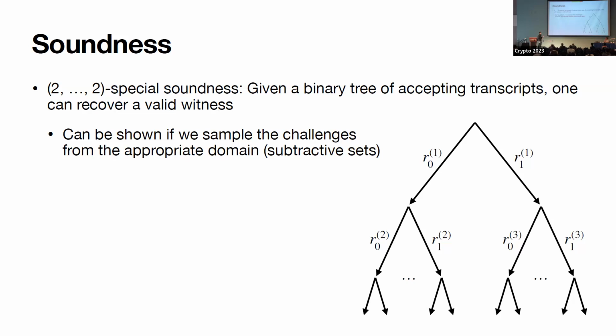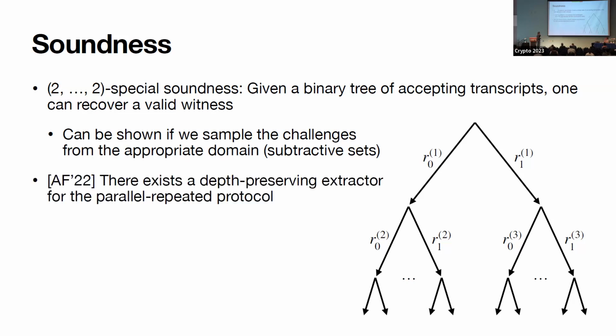So we have this, and the next thing that we need to do is take a cheating prover and describe an extractor that allows us to obtain such a binary tree of transcripts. Unfortunately for us, this problem is very well studied. A recent work of Attema and Fehr shows that there exists an extractor for the parallel repeated version of the protocol. And very crucially for us, this extractor is depth preserving, in the sense that the runtime of the extractor is just a little bit deeper than the runtime of the original prover. It's allowed to do much more parallel computation, but it doesn't add a lot of depth.